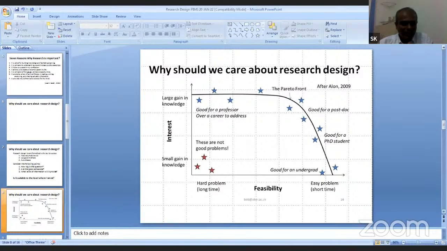So problems that are hard, that take a long time to address, that will accumulate a large body of knowledge are good for professors or people who want to spend an entire career trying to address a system or develop a system or a model organism or a model procedure. So the red stars indicate things that are not considered good problems for someone who is going to invest a short amount of time or less resources. The blue stars indicate problems that could be addressed by people depending on the resources and time that they are willing to invest in addressing the question or developing the research methods or having a research design in hand.